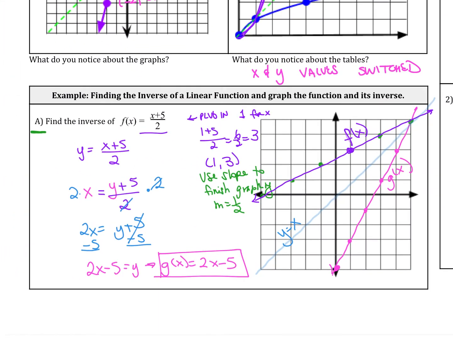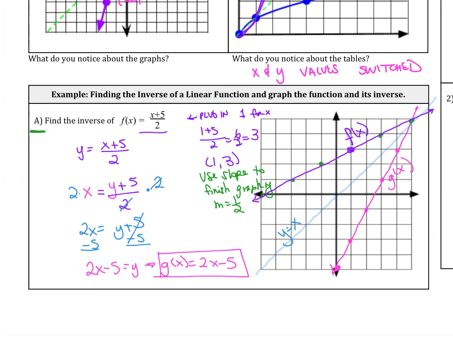For letter A, you should have gotten the inverse of 2x minus 5. After you switch the roles of x and y, you multiply both sides by 2, so it's just 2x, subtract 5, so you get 2x minus 5. Now that one's fast to graph, you start at -5 and use the slope. Now this one's a little bit tougher. You want to be able to start at a nice grid line.